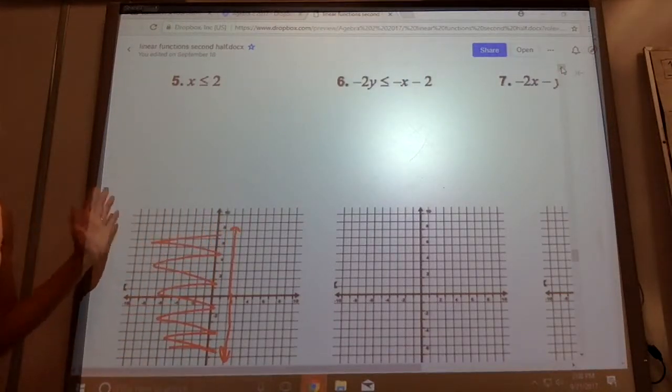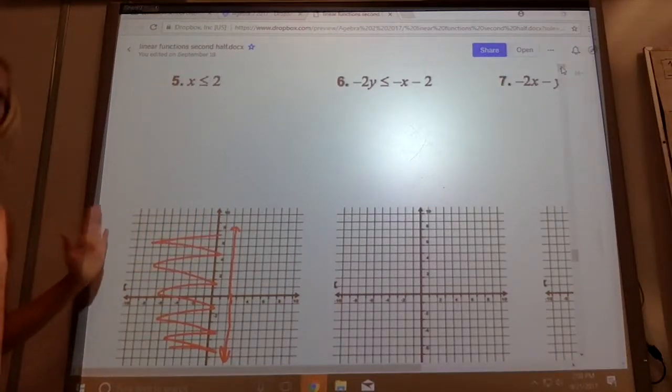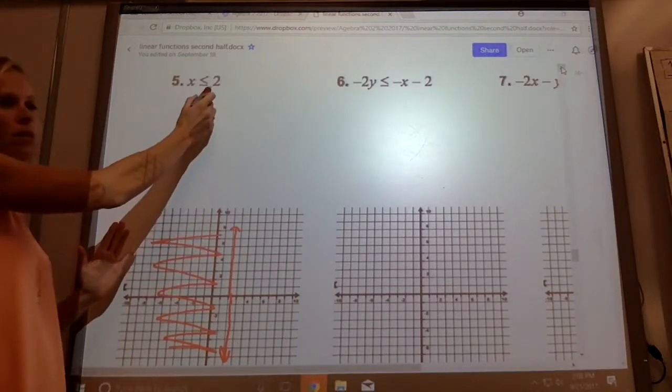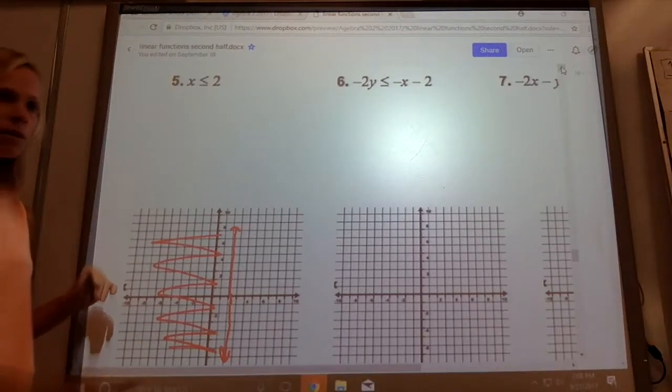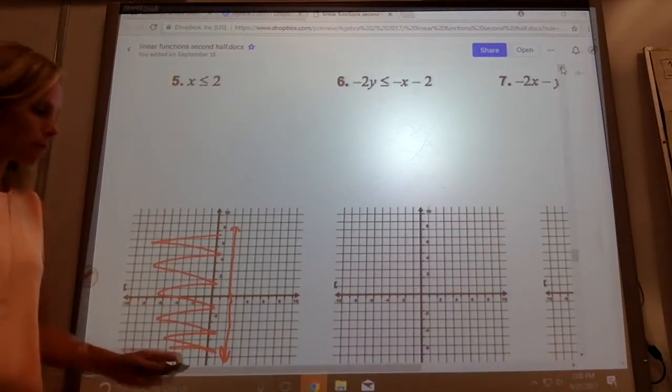Yes, x is less than 2, so which way is less than 2? To the left, when I want to go smaller than 2. You could also do it the way the arrow points.